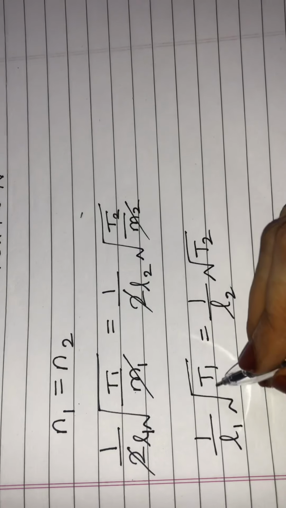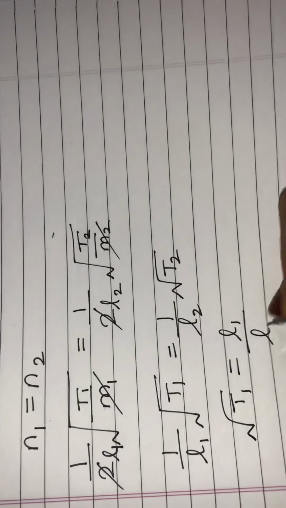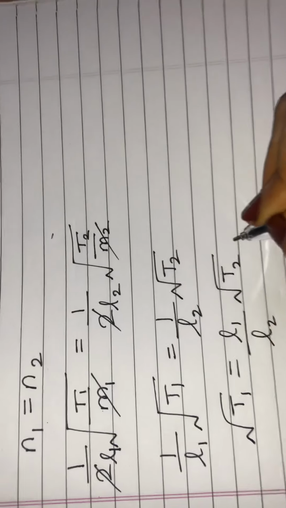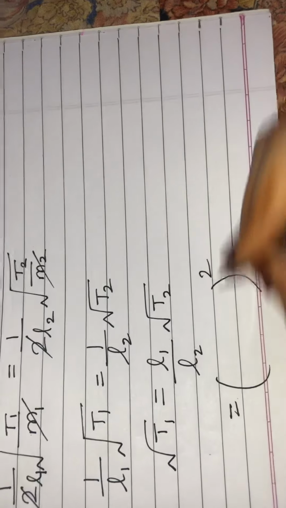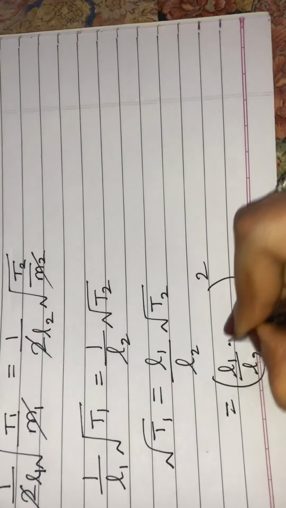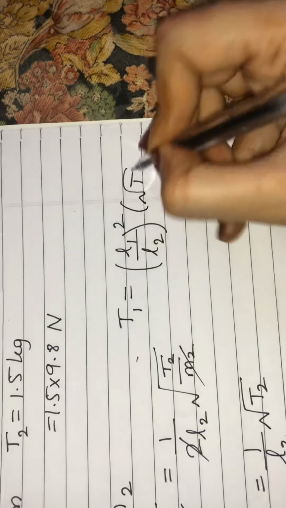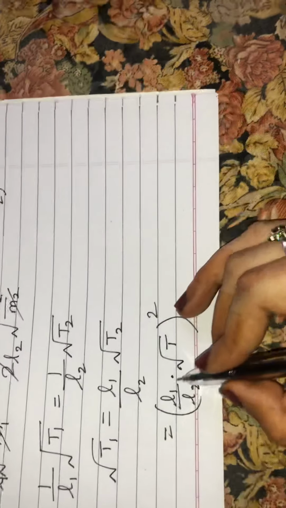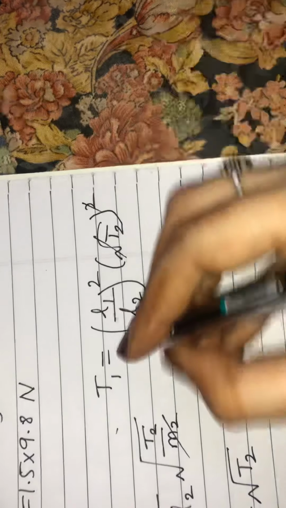We are asked to find T1, so let T1 be on the left hand side. So square root of T1 is equal to L1 upon L2 square root of T2. We'll take the square on the right hand side, so it will become the square of the terms: T1 is equal to L1 upon L2 the whole square, and square root of T2 the whole square. So square root and square get cancelled.